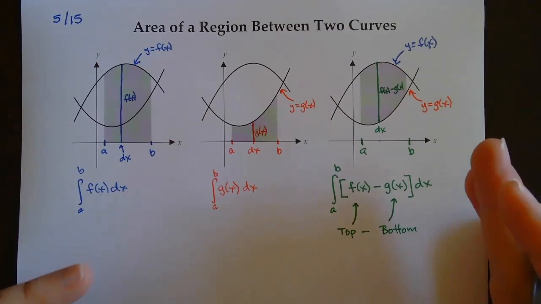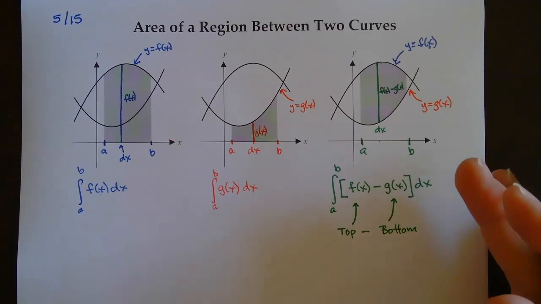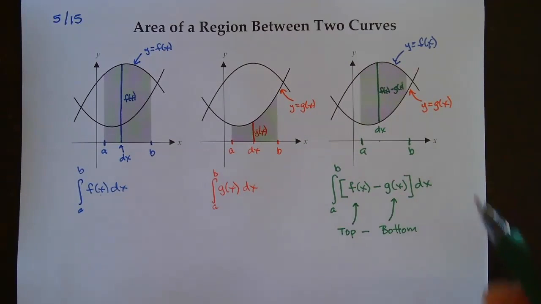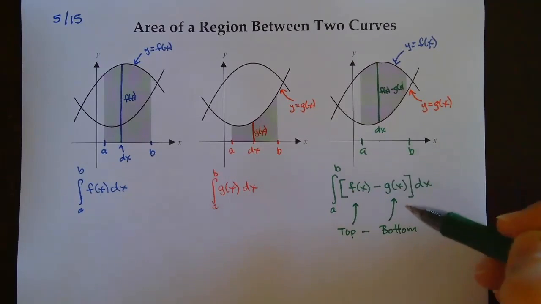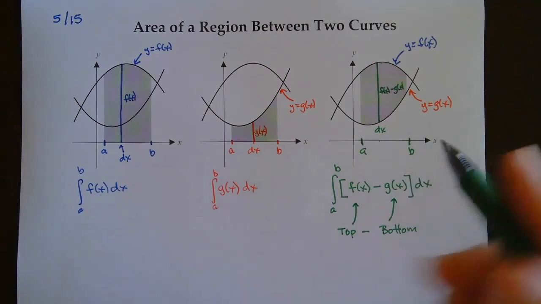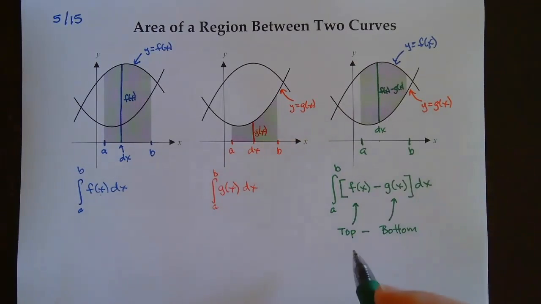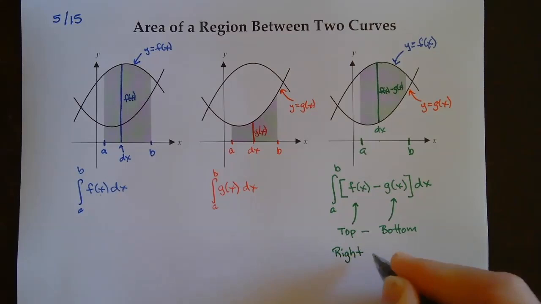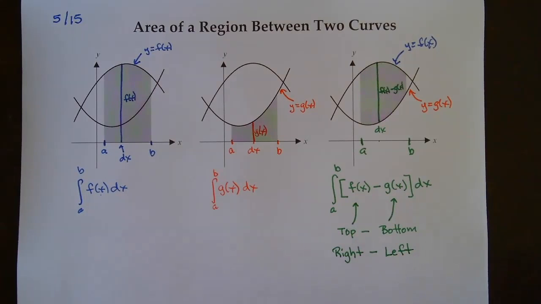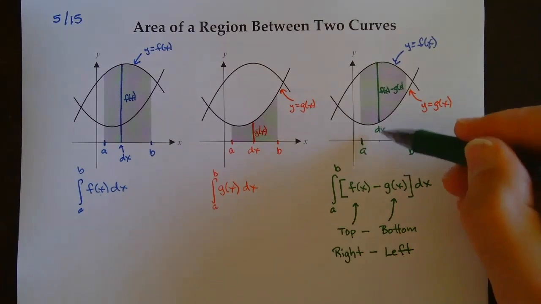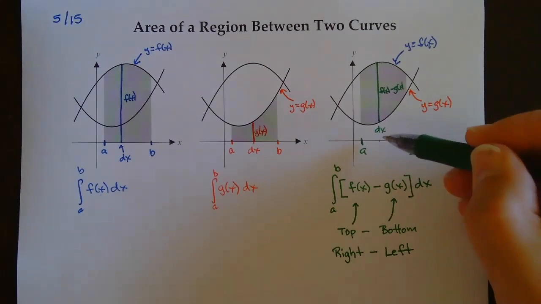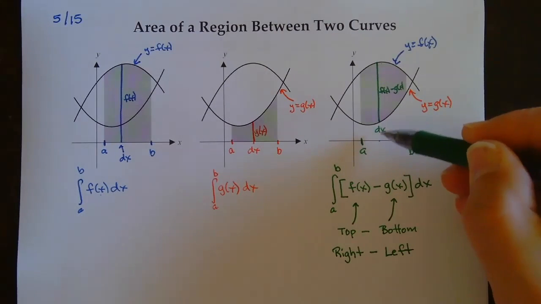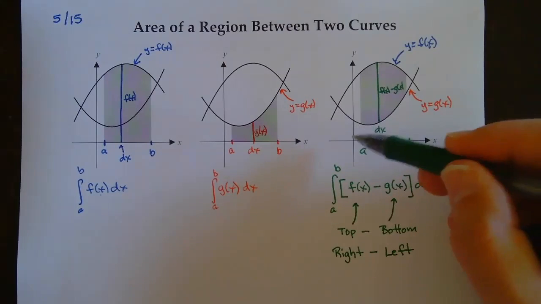Well, what's bigger, things to the right or things to the left? It would be things to the right. So the right, like B is bigger than A. So if we're going sideways, instead of being top minus bottom, we're going to have to use right minus left. And our thickness, I'm going to set us up right now, our thicknesses wouldn't be dx, they would be dy.